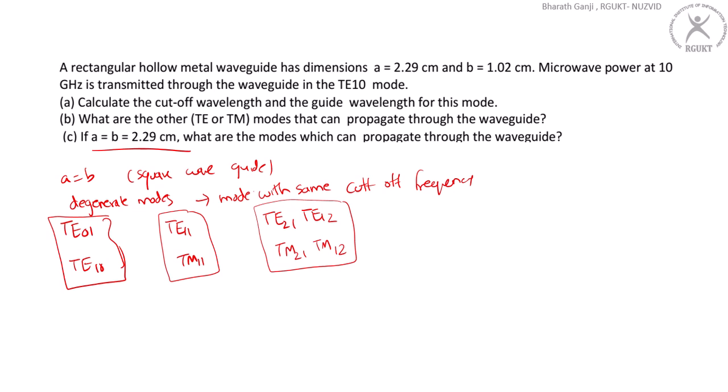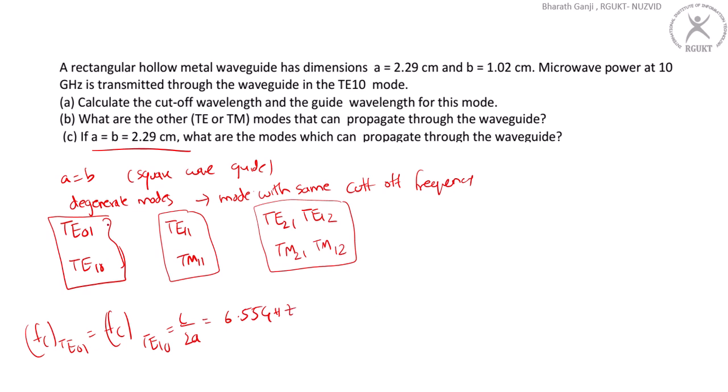So what will be the cutoff frequency of TE01? It is equal to the cutoff frequency of TE10, which is nothing but c by 2a, which we got previously, that is 6.55 gigahertz.